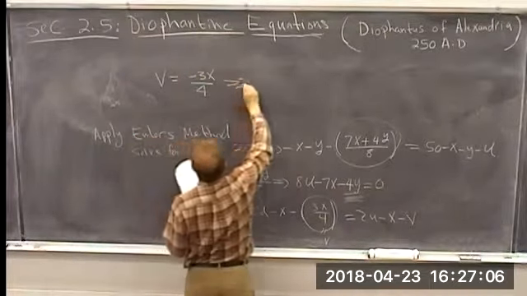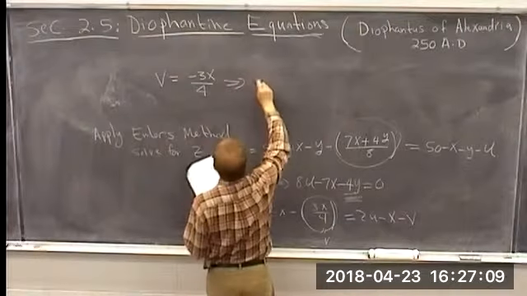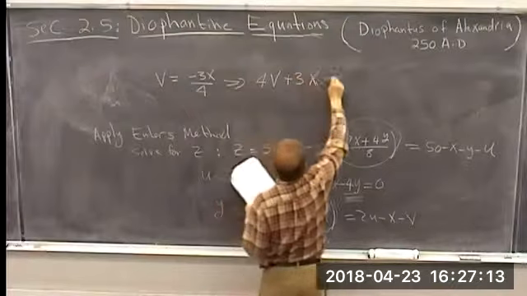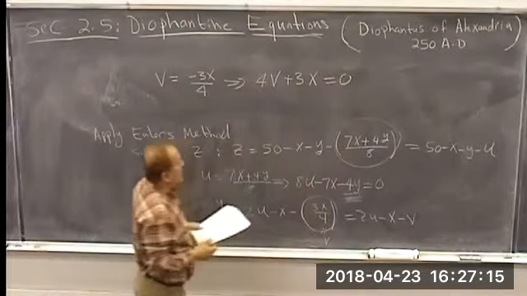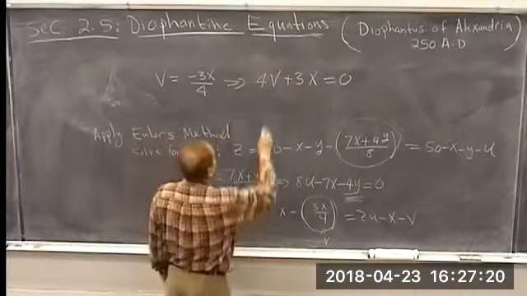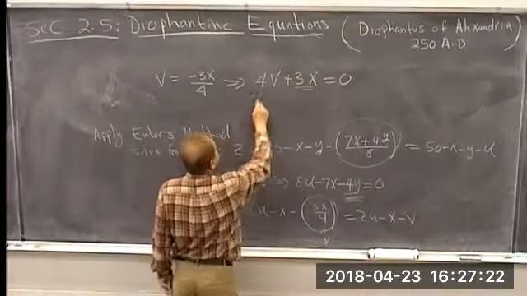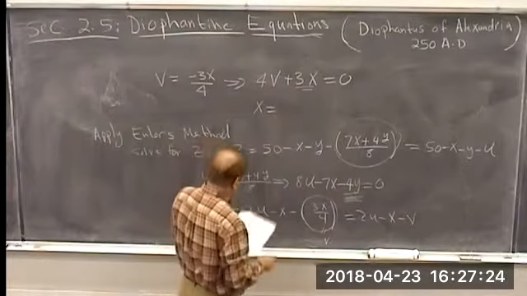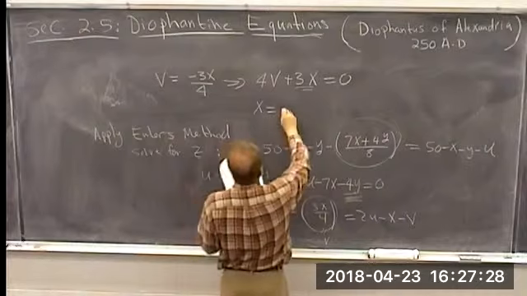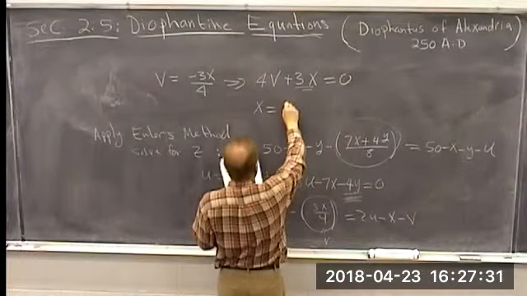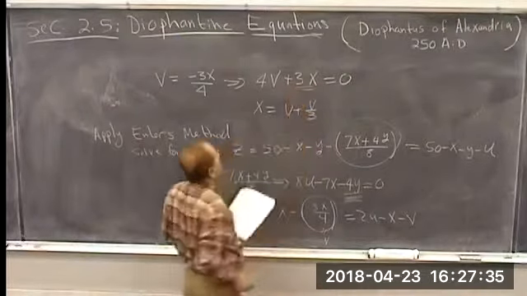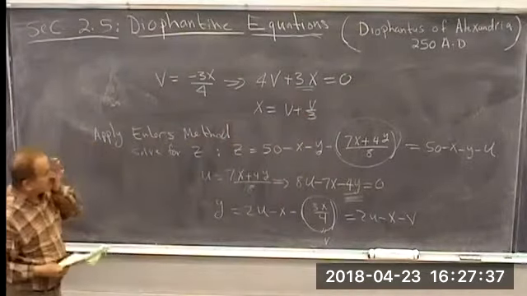And from here we get, actually we still have to do one more. 4v plus 3x equals 0. And then I need to solve for x. Okay? I'm going to solve for x. And what do we get for x in here? We get x equals minus 4v over 3, that is, v plus v over 3. Okay, so when you add up, we come up with this equation.